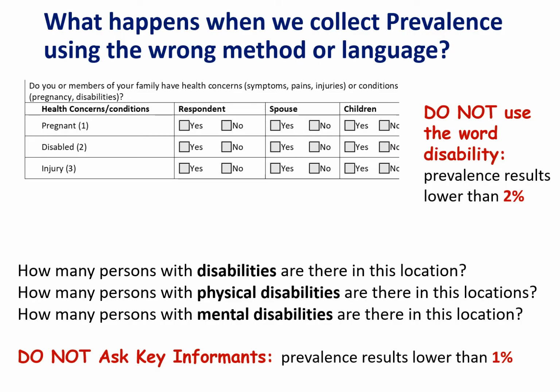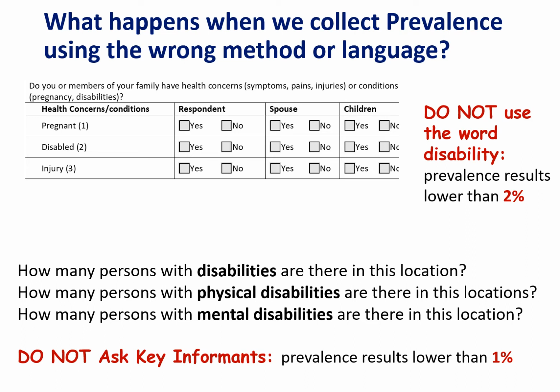One interesting thing about prevalence is that the most common methods of data collection that we have are simply asking someone, do you have a disability, yes or no, or the examples that you can find here in this slide. So you have a question there and you just say how many pregnant women, how many persons with disabilities, injuries, or you can just ask how many persons with disabilities are in this location, how many persons with physical disabilities are in this location, how many persons with mental disabilities, which is, by the way, a terminology that does not exist. It's wrong.